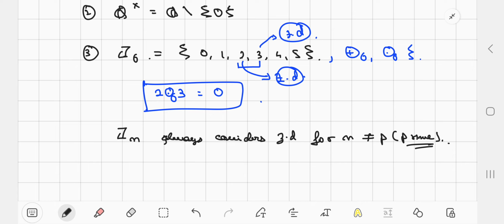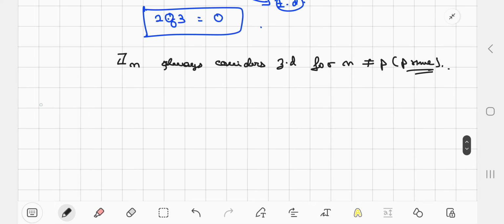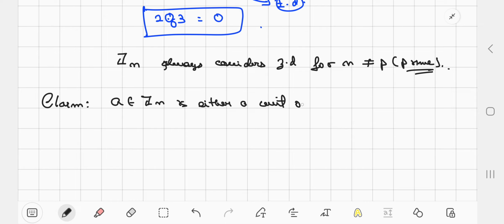Let us explore this a bit more strongly. Claim: let me write it in this way. A belonging to Zn is either a unit or a zero divisor. So let me precisely talk about non-zero elements. It is either a unit or a zero divisor.